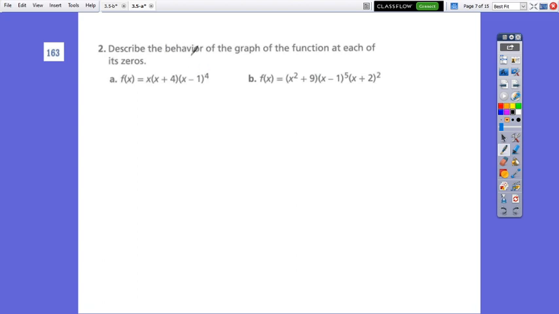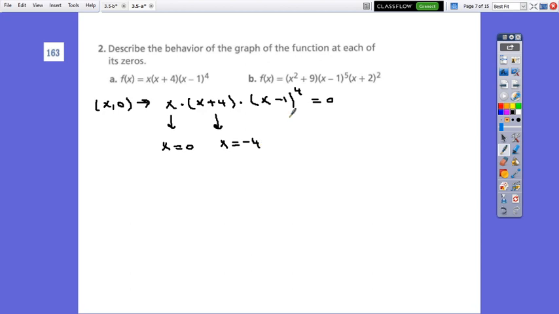Let's try more. Describe the end behavior of the function at each of its zeros. So let's find the zeros first. Put x times x plus 4 times x minus 1 all to exponent 4 equals 0. From the first one, x is 0. From the second one, x equals negative 4. And from the last one, x equals 1, multiplicity of 4.